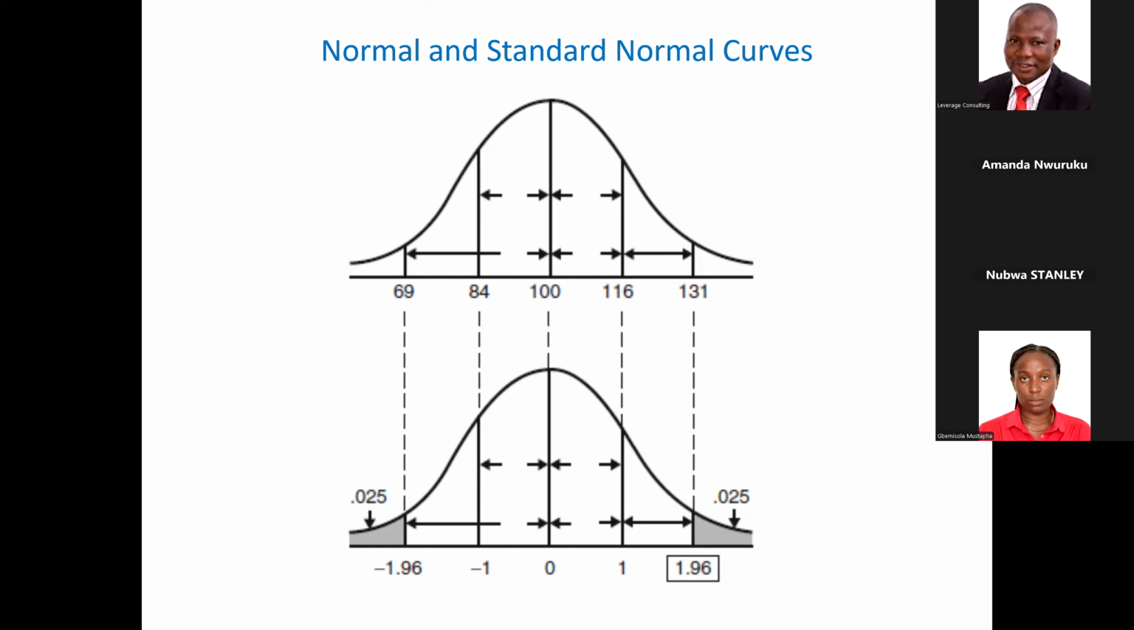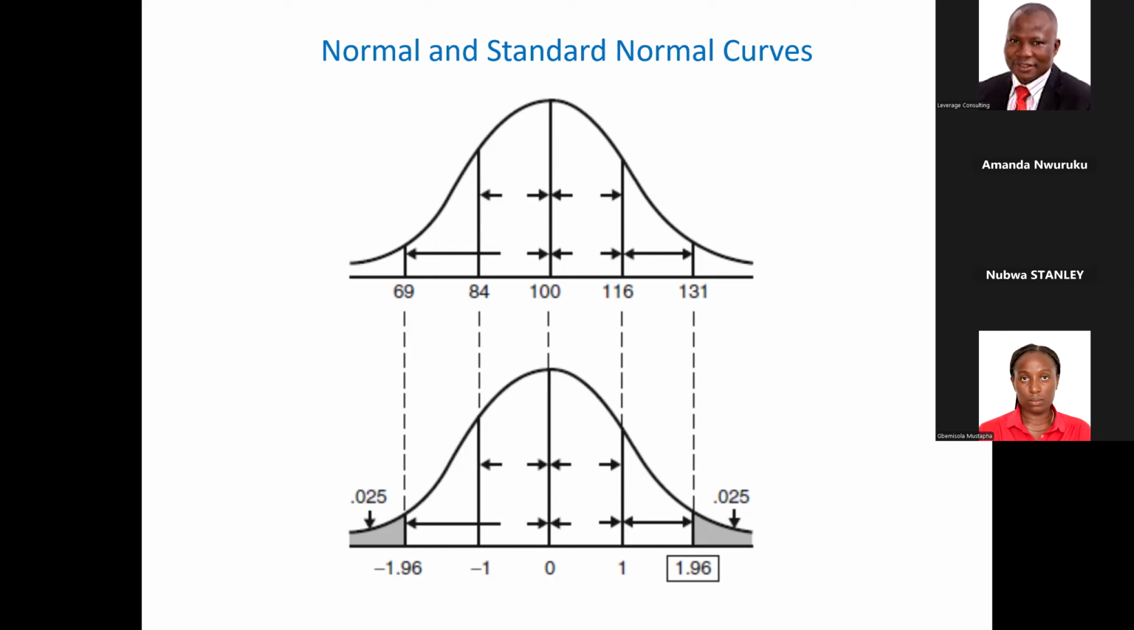Because you know that between 69 and 131, somebody says 95%. Is that not so? So it will be 2.5. Simple, 2.5%. Greater than 131 is 2.5%. Less than 69 is 2.5%. Both of them are 5. Yes, it's the same thing.